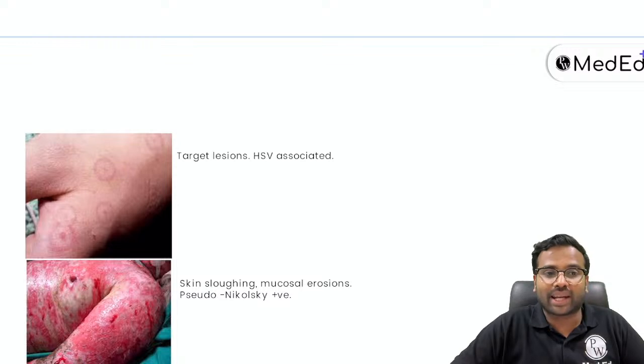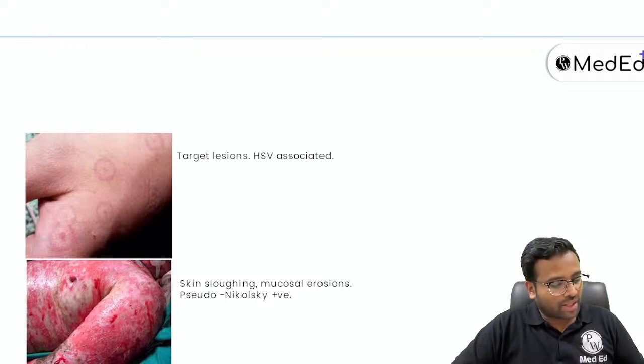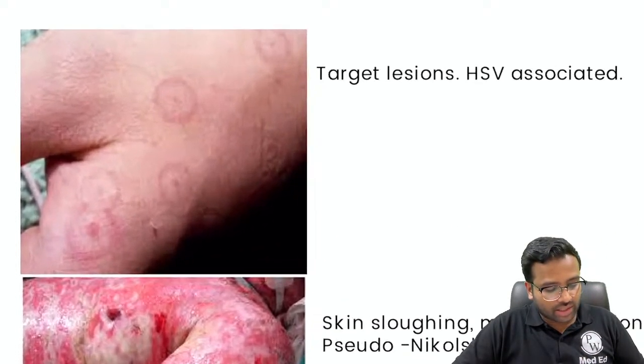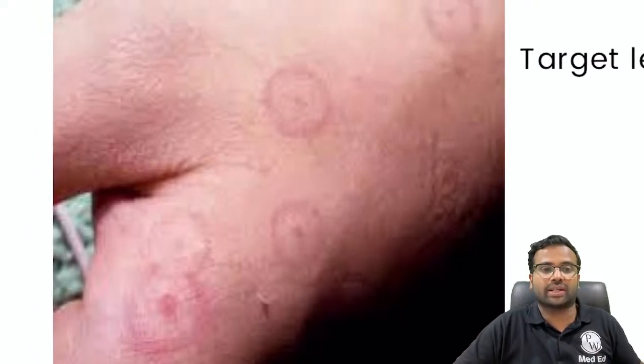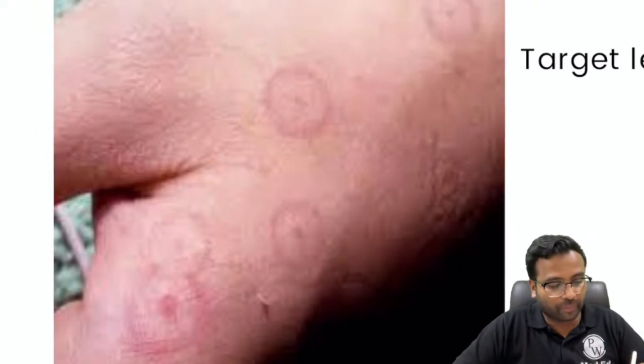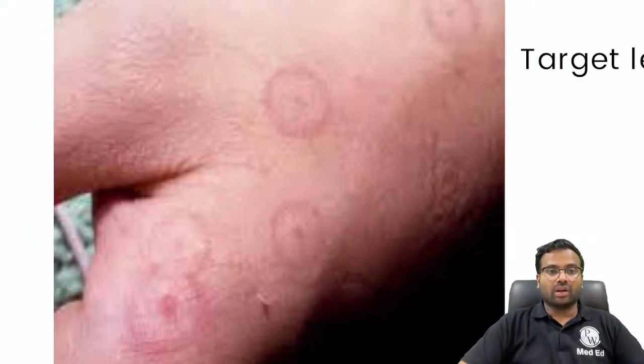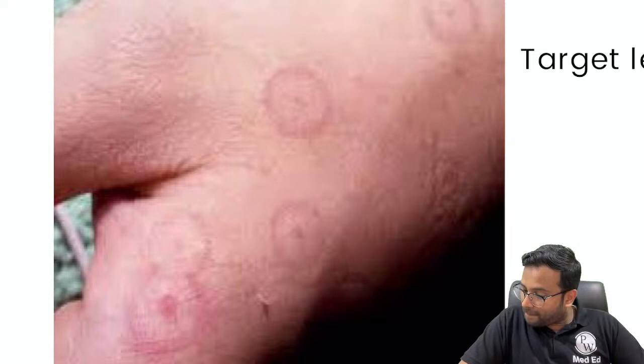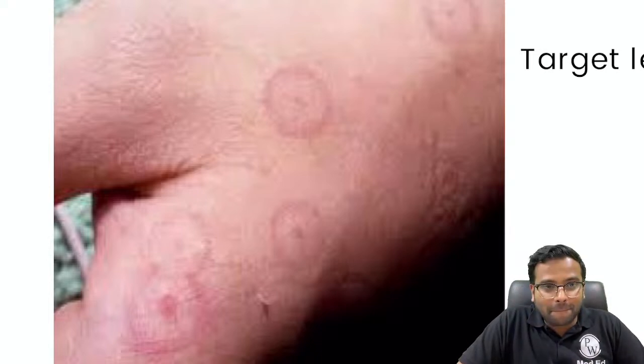Okay, so now let's see the next image. Next image says target lesions, HSV associated, and I'm zooming this image for you. Sir, erythema multiforme. Everybody agree with this answer? Bharat says erythema multiforme. Krishna says erythema multiforme. Is it right? So, target lesion.